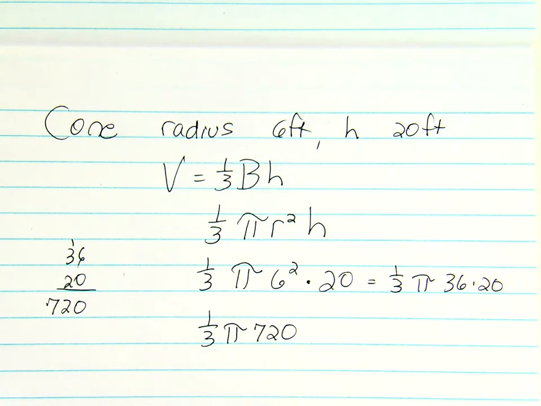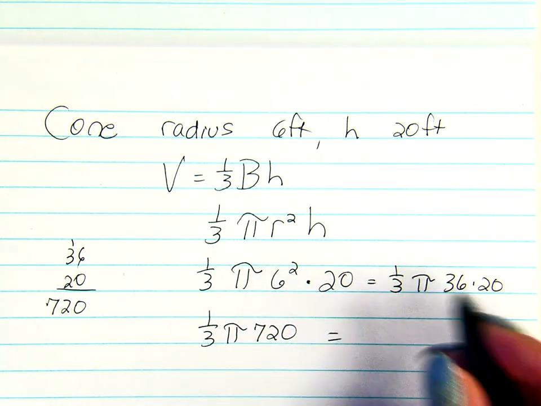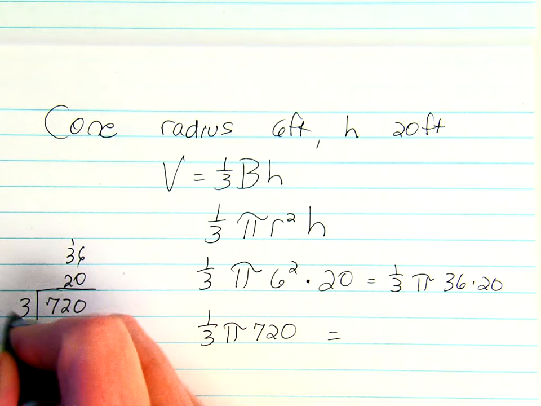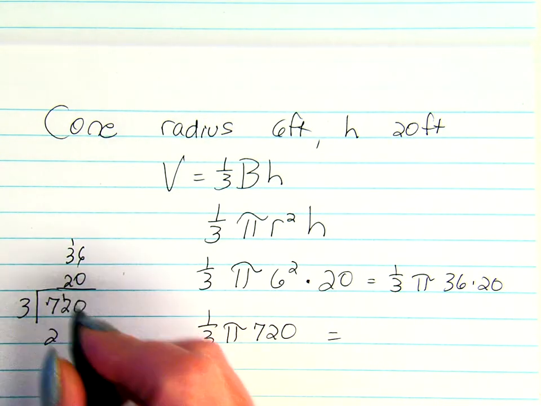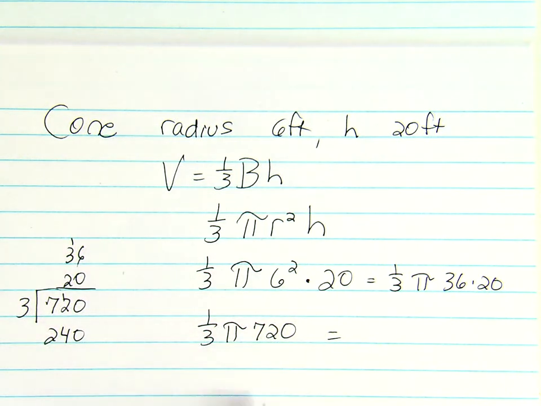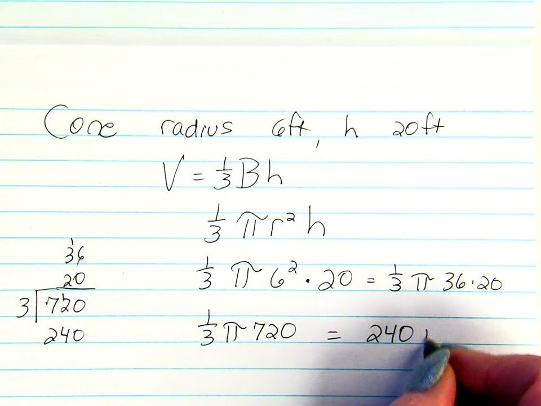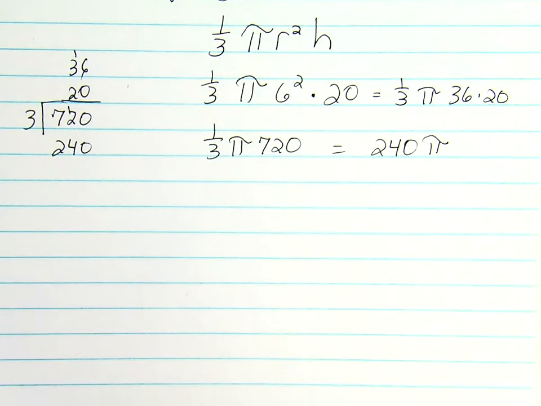9 is divisible by 3, and so I'm going to go over here to my 720 and divide it by 3. 3 goes into 7 twice with 1 left over. 3 goes into 12 4 times, and I get 240. So now what I'm looking at is 240 times pi. Okay, so now that's all I have to figure out.